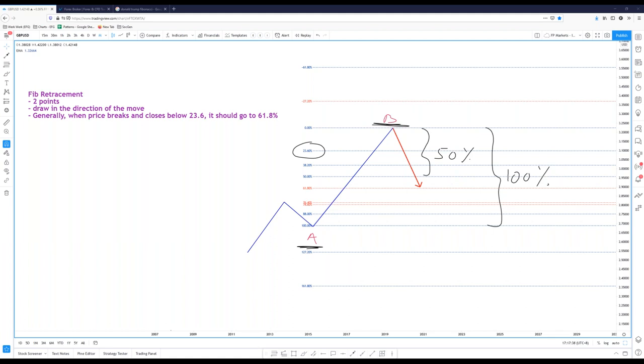All right. Okay, so Ronnie, you also have a question. Price has to close below 23.6 or just touch it? Okay, price has to close. Over here I write, price breaks and closes below 23.6. So price has to break and close below 23.6 for it to go to 61. If you just touch, there's going to be a reaction. All right, so Ronnie, I hope that answers your question.